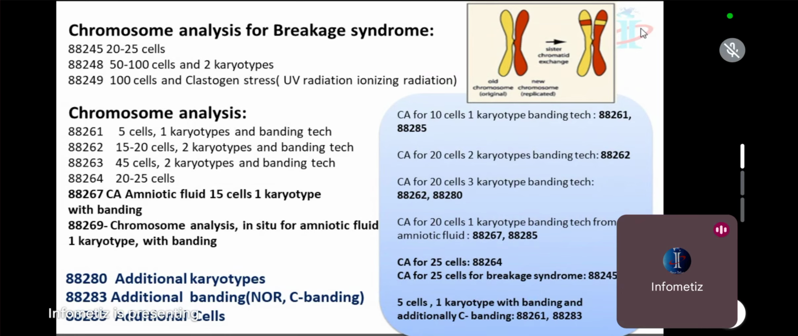Now we are talking about cytogenetic studies. Cyto, cell, genetic, chromosome study. Okay? These codes come under cytogenetic study. So what are 245, 248 and 249? Chromosome analysis for breakage syndrome, also known as sister chromatid exchange, SCE. All these three codes are for SCE syndrome.